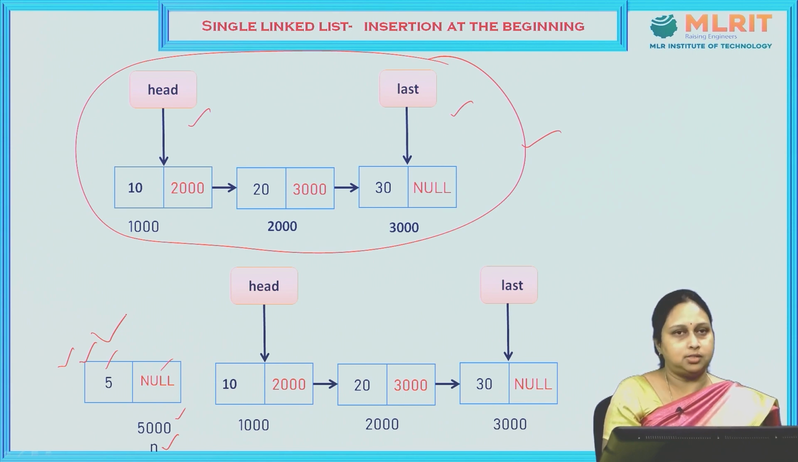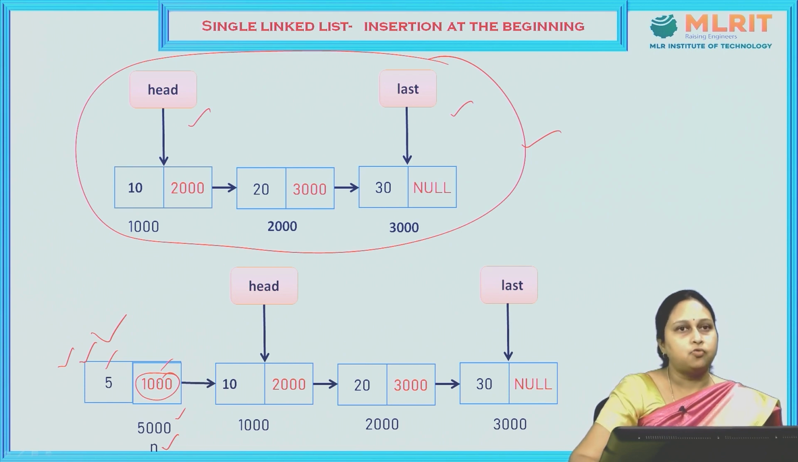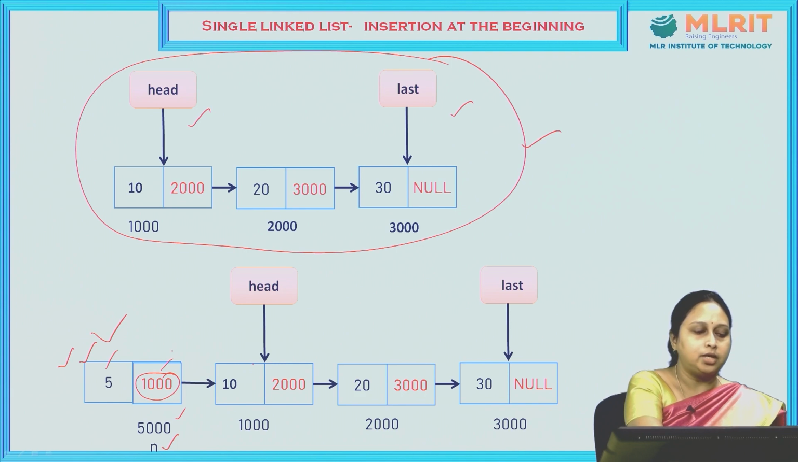How can we make this? Connecting the nodes between the new node and the existing one, where we are going to store the address here, that is 1000 is going to be stored in this location. For this, what is the statement we are going to write? That means we are going to write, this is nothing but n-arrow next equal to head.